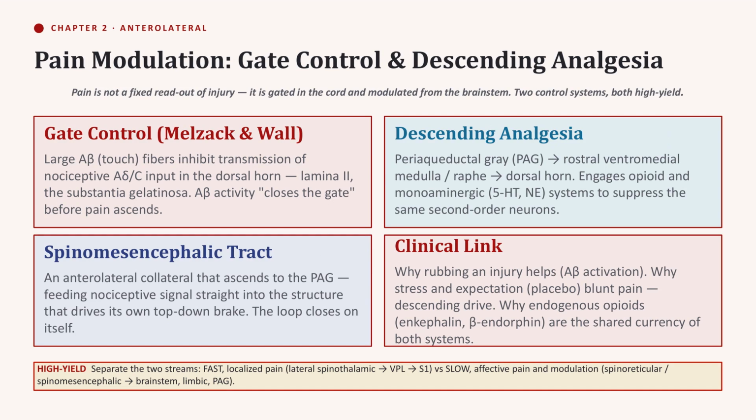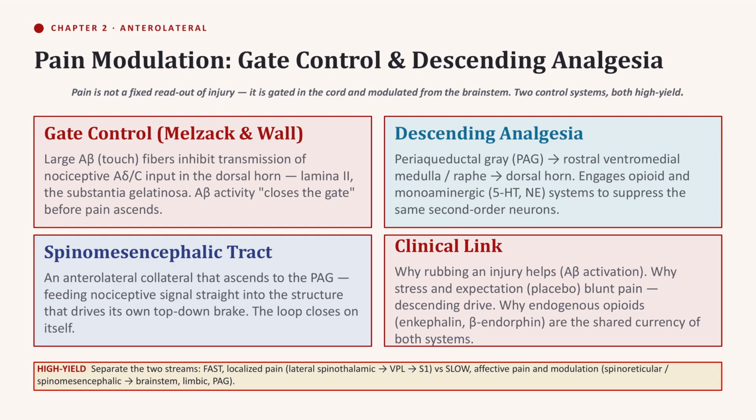Two systems here, both high yield and both mechanistic, so reason them rather than memorize them. First, gate control, Melzack and Wall. Large A-beta touch fibers, the same ones that serve the dorsal columns, send collaterals that excite inhibitory interneurons in lamina 2, and those interneurons dampen the nociceptive signal before it ascends. In plain terms, touch closes the gate on pain. That's the physiology behind why rubbing a banged elbow genuinely helps, and it's why a TNS unit works.